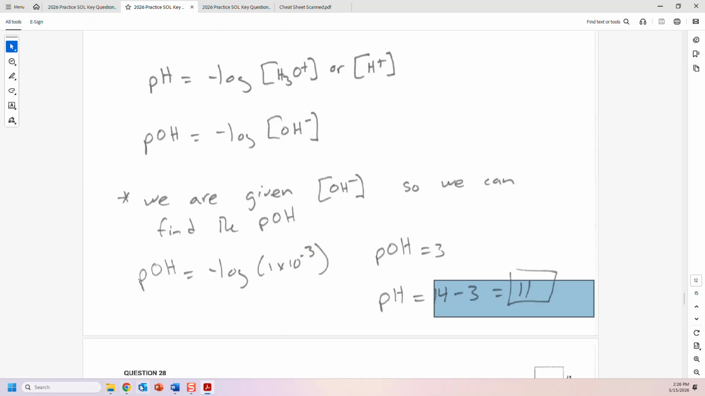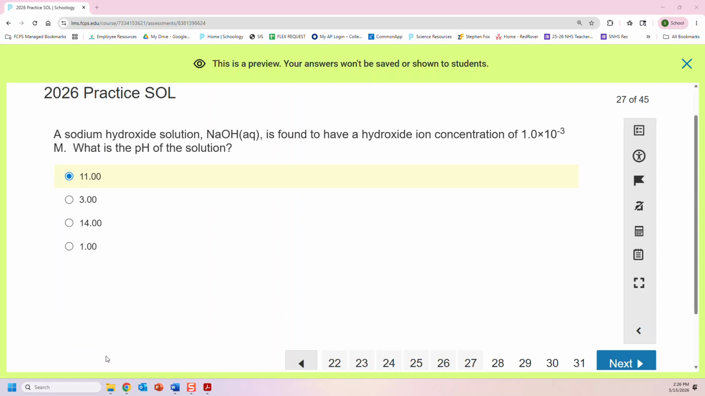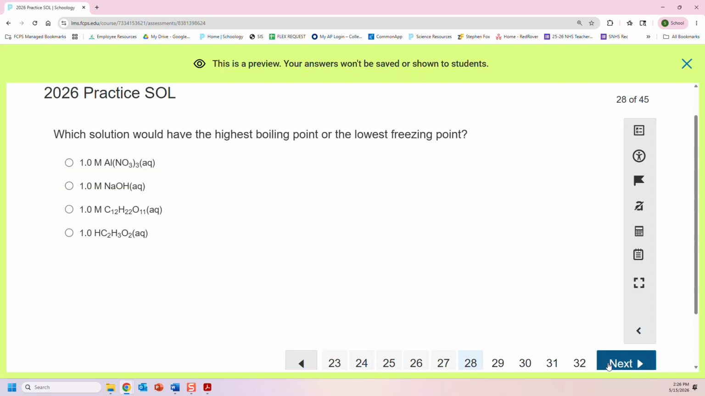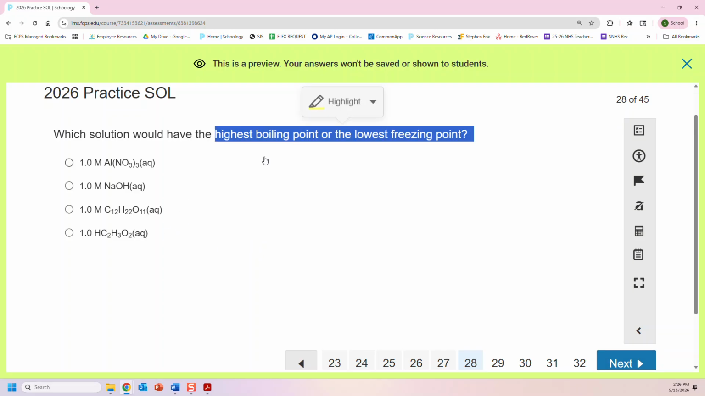Okay, so we go to the next one here. All right, so here it's again more solutions, and this is a colligative property one. So it's asking which of these solutions would have the highest boiling point or the lowest freezing point. I'm trying to get two for one here. They probably won't ask this or that, but it's going to be the same solution.